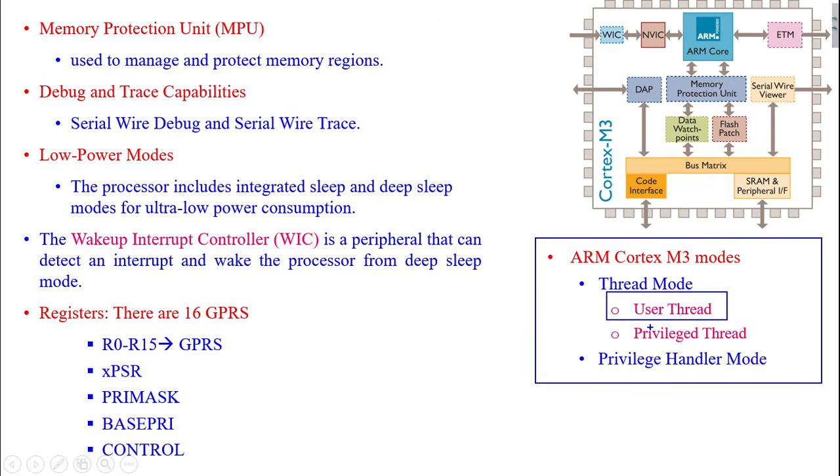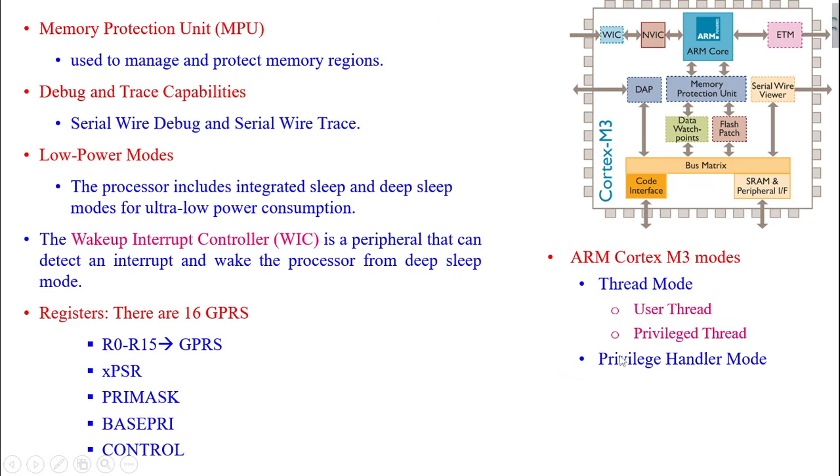All these I'll be explaining in the upcoming videos. As of now, just keep it in mind: we have only two operating modes. One is called thread mode and one is called privileged handler mode, and thread mode is divided into two. One is user thread mode and one more is privileged thread mode.